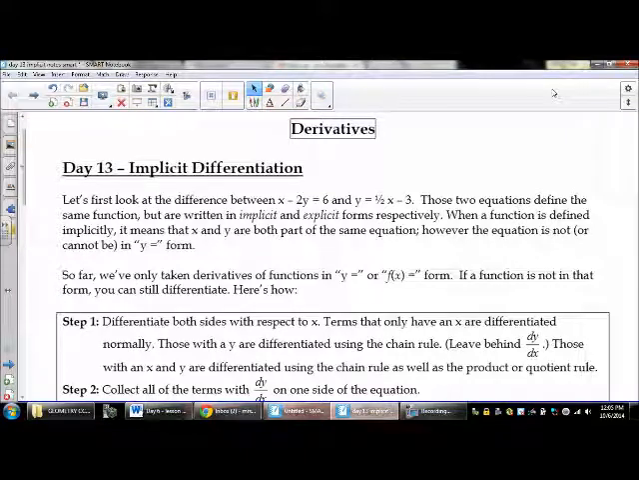All right, today we're going to talk about implicit differentiation. And first we need to understand why we need a different type of differentiation. So first we're going to look at the difference between x minus 2y equals 6 and y equals 1/2 x minus 3. Now these define the same function. If I solve this for y, I'd get that. But these are written in implicit and explicit forms, respectively.